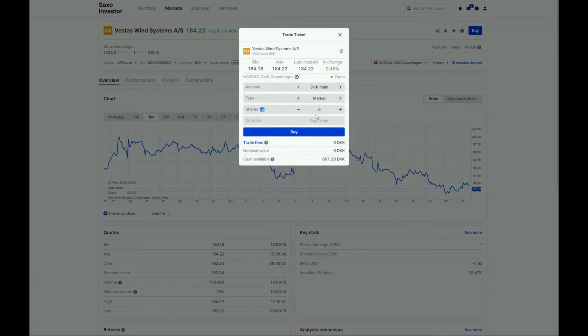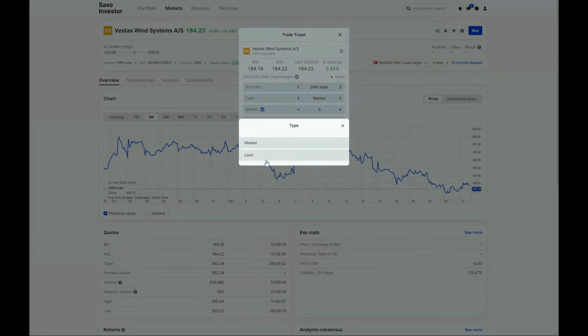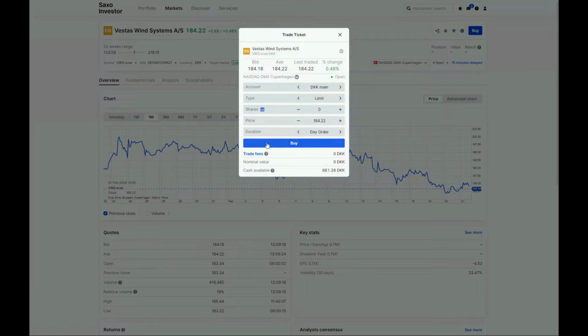So if we press buy again, and at type here we choose limit, there comes another factor up here. Now we're able to change the price that we want to pay for our shares. So if we take in 2 Vestas shares here, and the price that I am willing to pay for Vestas shares is 173 Danish kroner.